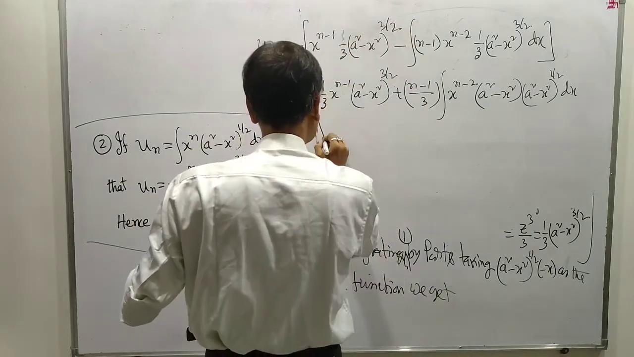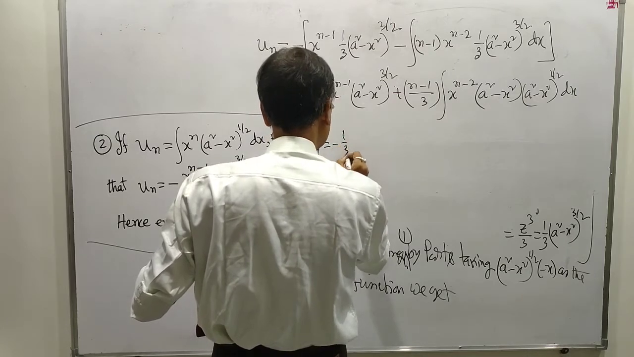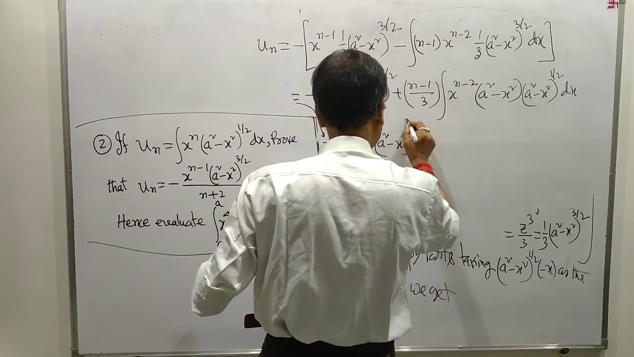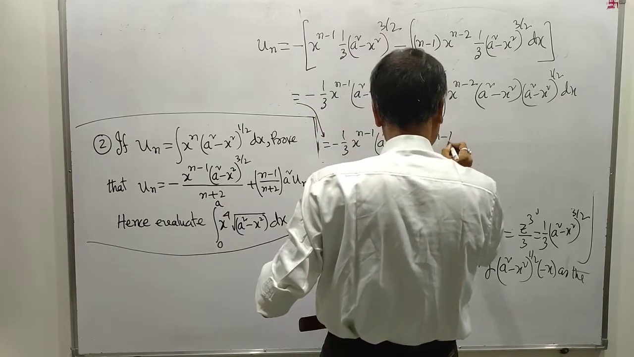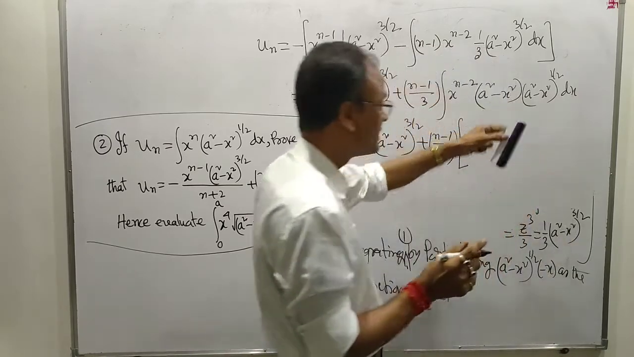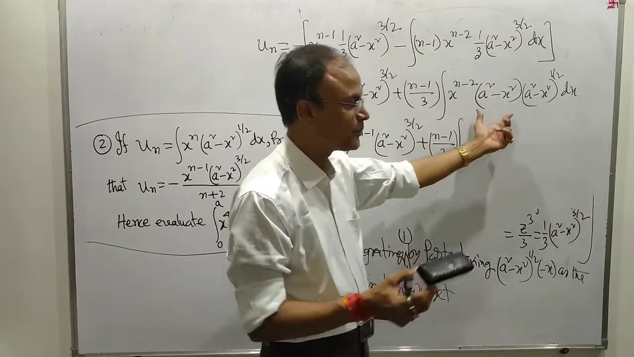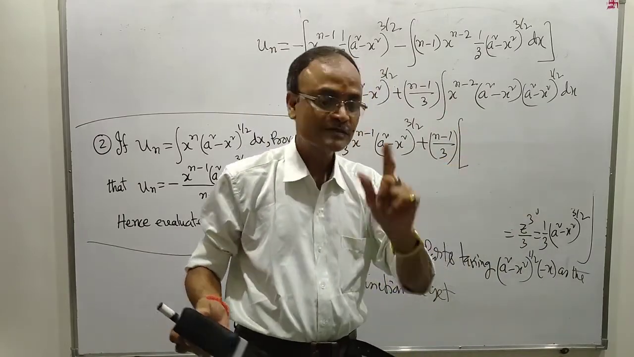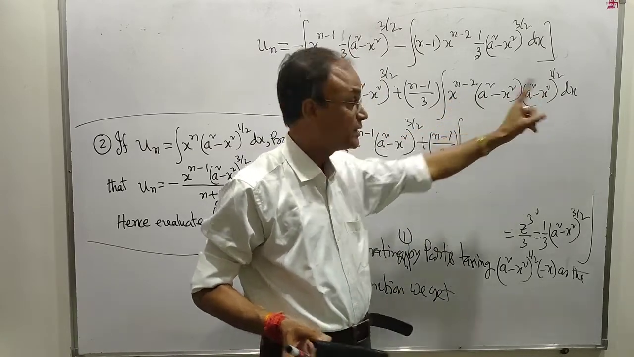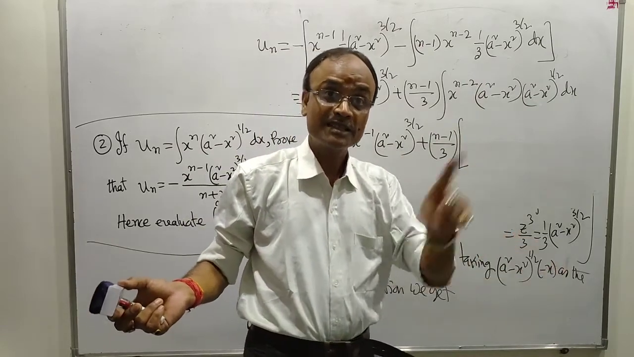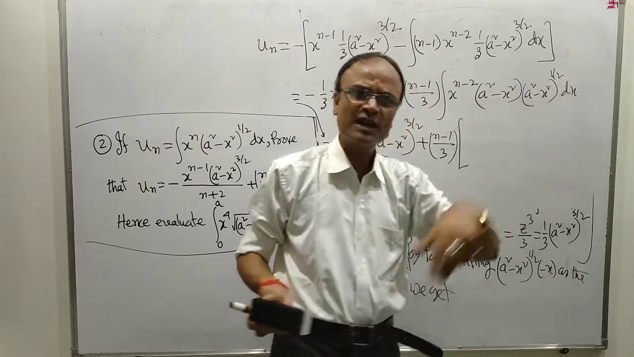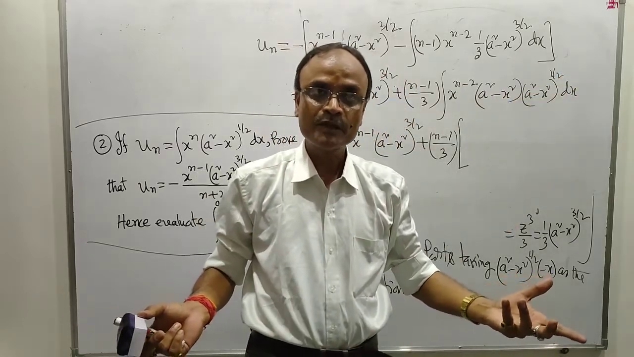This is equal to minus 1 by 3 x to the power n minus 1 (a square minus x square) whole to the power 3 by 2 plus (n minus 1) divided by 3. Now, we can write this term as the sum of two terms. How? x to the power n minus 2 into (a square minus x square) whole to the power half into x square. This is one term. The second term is x to the power n minus 2 into (a square minus x square) whole to the power half. This is the second term.